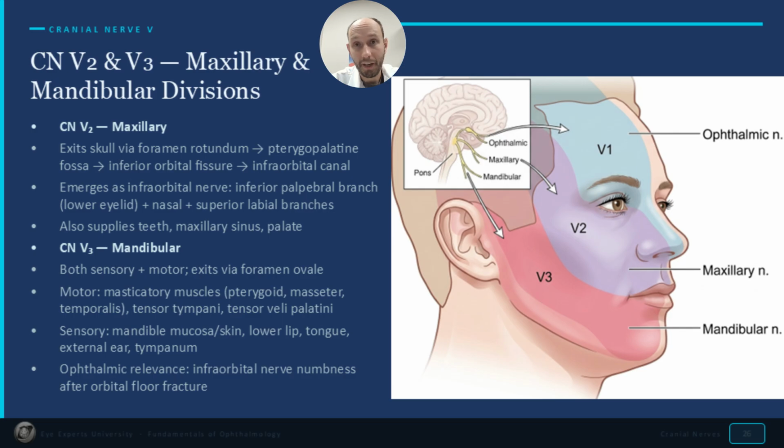V2, or the maxillary division of the trigeminal nerve, exits out of the foramen rotundum and innervates the lower part of the eyelid and the cheek. The nerve we're most interested in is the infraorbital nerve, because that's the one that innervates the stuff near the eye. V3 is the mandibular division. It exits out of the foramen ovale and it innervates the jaw. It does not have any eye involvement whatsoever.